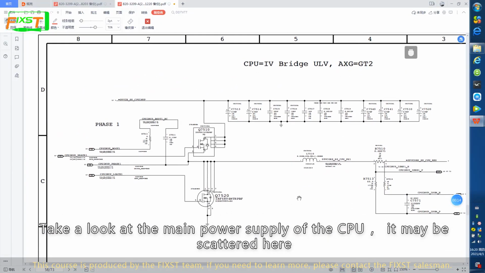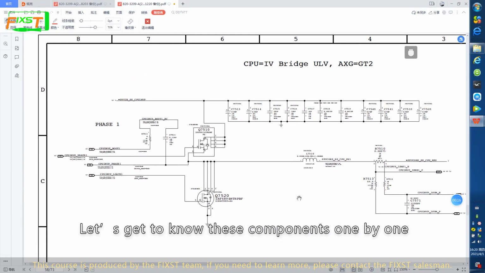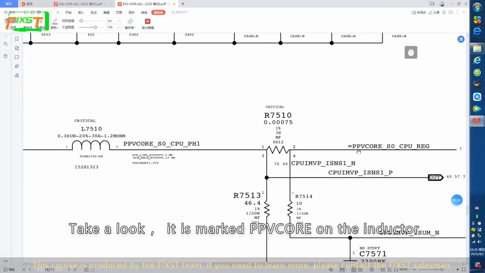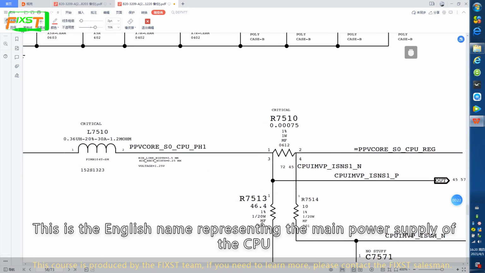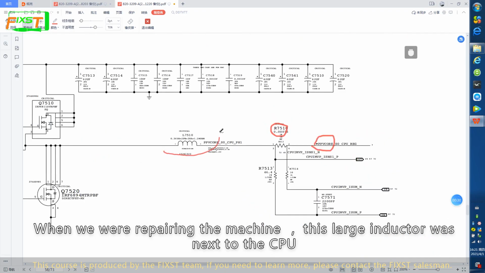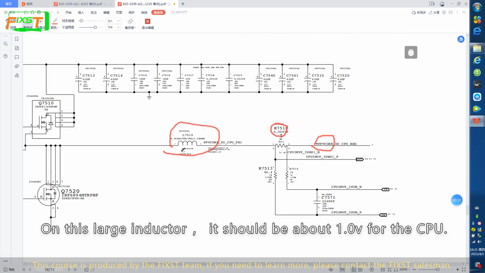It may be scattered here. Let's get to know these components one by one. Take a look. It is marked PPV core on the inductor. This is the English name representing the main power supply of the CPU. So this R7510 here is a precision resistor. When we are repairing the machine, the large inductor is next to the CPU. On this large inductor, it should be about 1.0 volts for the CPU.